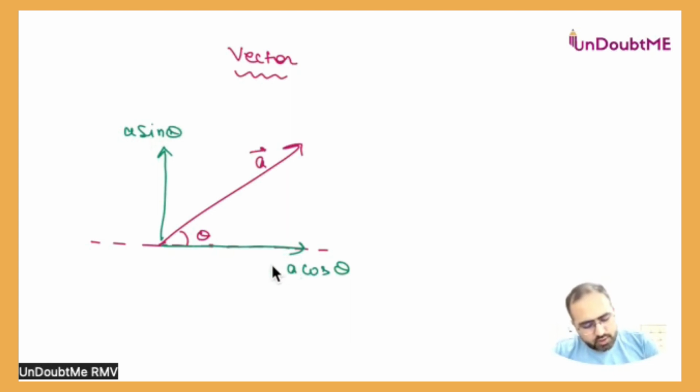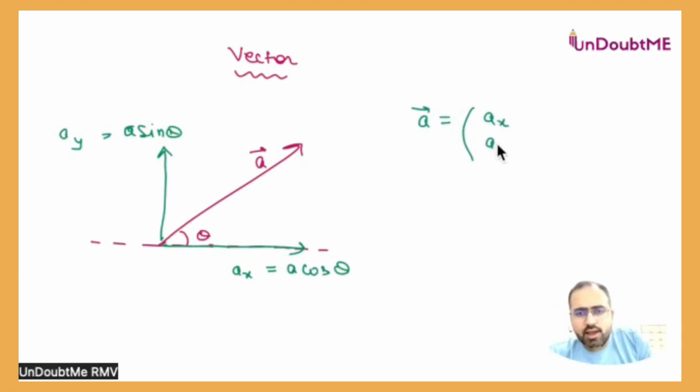A component of a vector can also be written as AX and AY. And because of this component, I'm writing in terms of A only because A is a vector, this A is not an acceleration. It is just a symbol. So if I want to write A vector, then I can write it down in the form of a column vector, AX and AY. This is one of the representations of a vector. This is called a column vector.